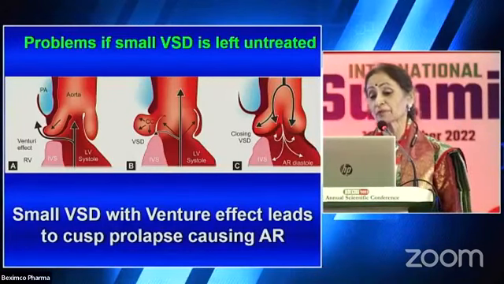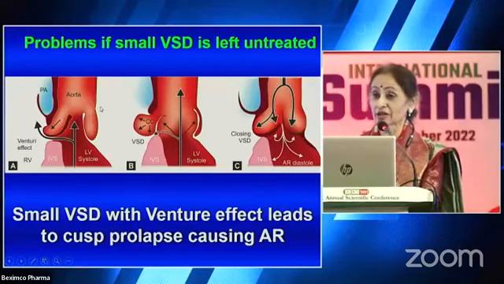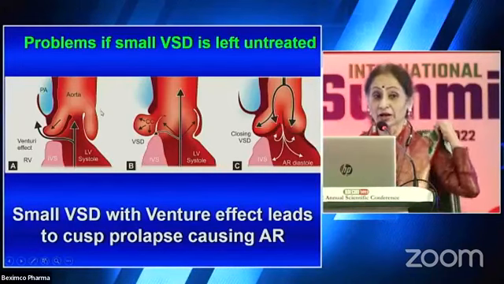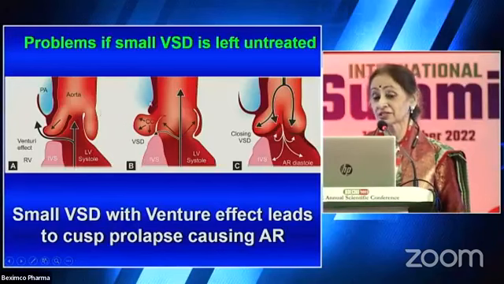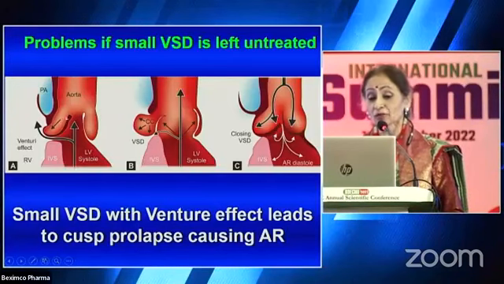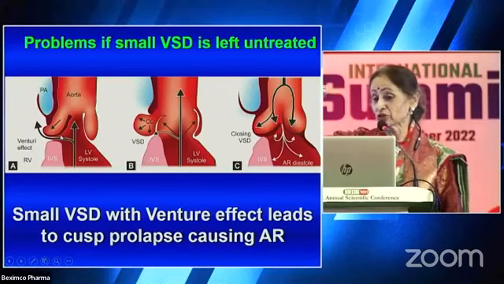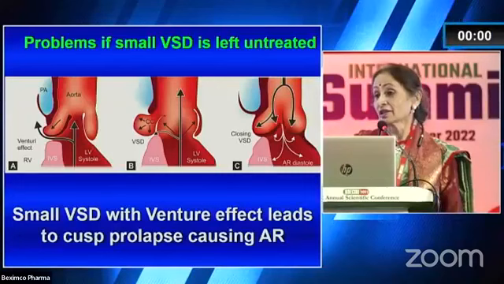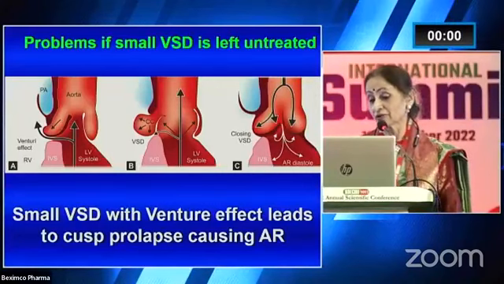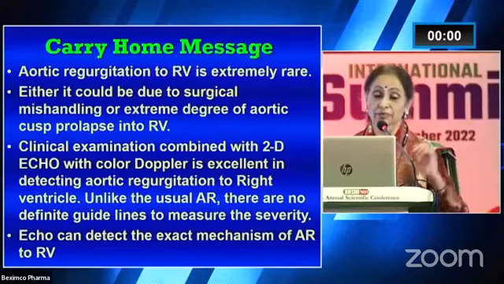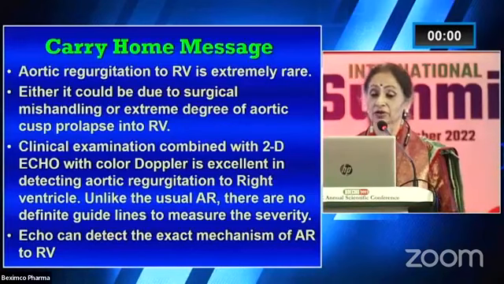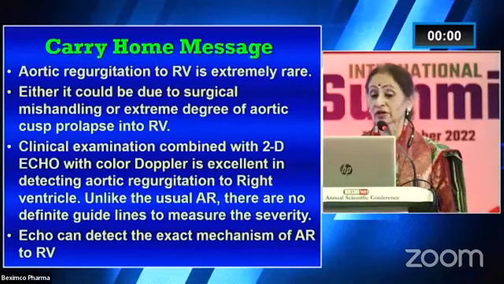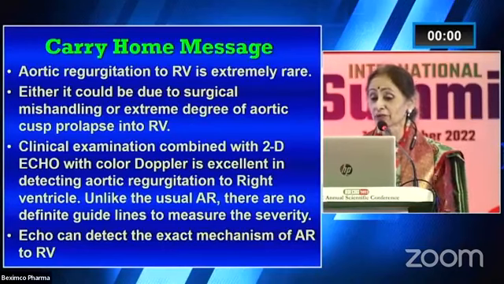This picture is from my textbook, Comprehensive Approach to Congenital Heart Disease, which many of you might be reading. You see that when cusp prolapse is there, because of the Venturi effect with a small VSD, the cusp will be sucked into the RV. When the cusp is more into the RV, the coapting point also comes into the RV, and that's how you get the regurgitation in the RV.